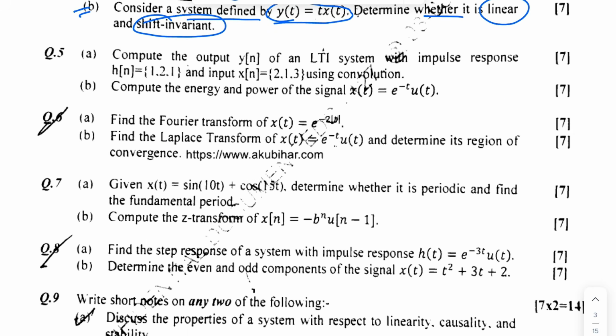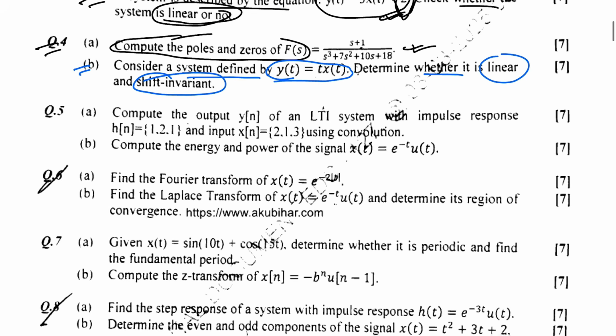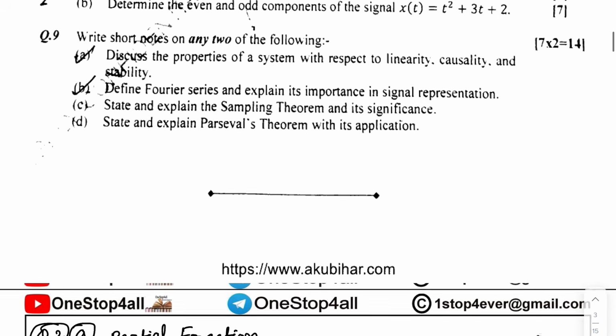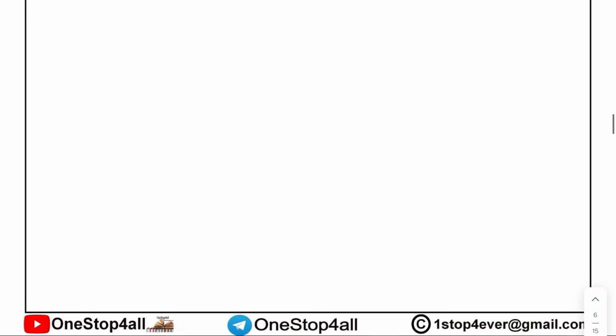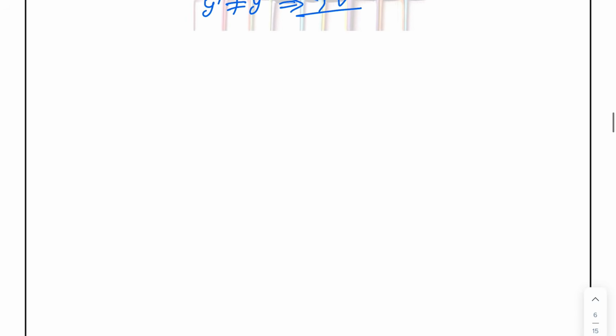Okay. Now question number 5 we will solve. Question number 5A, we need to solve the convolution. Impulse response h of n and x of n are given. We need to use the convolution, so simply we will use the tabular method to solve this.